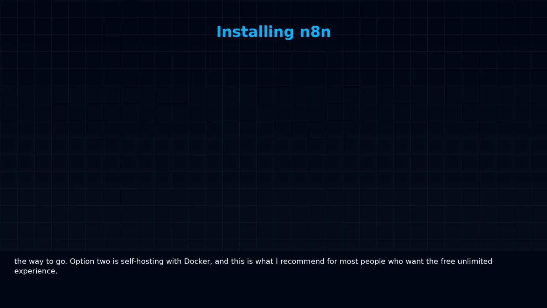Option 2 is self-hosting with Docker, and this is what I recommend for most people who want the free, unlimited experience. If you have Docker installed, you can launch n8n with a single command. You just run docker run with the n8n image, map a port, set a few environment variables for your time zone and encryption key, and boom, n8n is running on your machine. You open your browser, go to localhost:5678 and you are in.